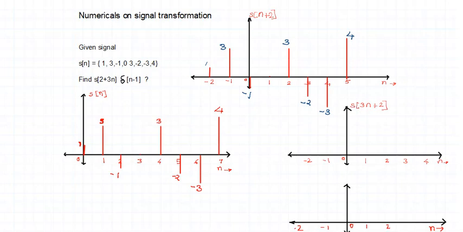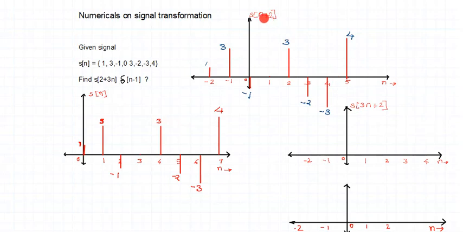Now what is the next we have to do? We have obtained one operation, S of n plus 2. Now we have to do the second operation, which is scaling. We are now going to scale this signal by a factor of 3, right? Here the scaling factor A is 3. A greater than 1 indicates it's a signal compression. So we are going to compress the shifted signal. So scaling by a factor of 3.